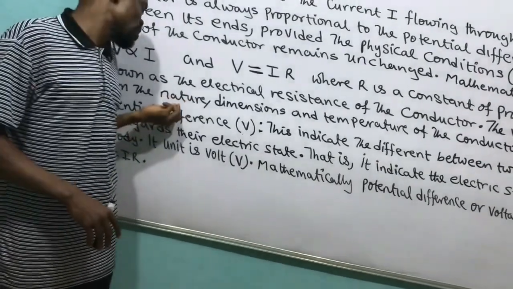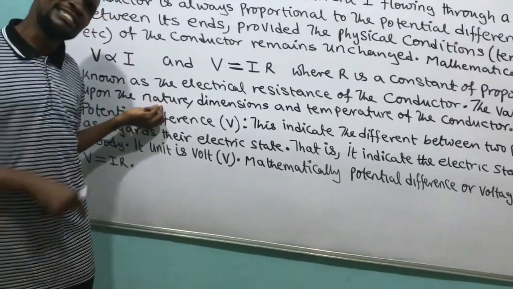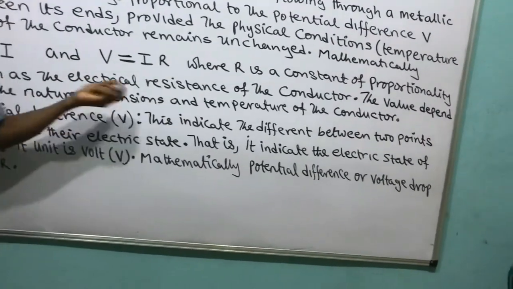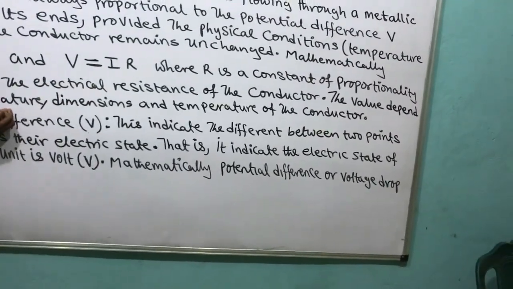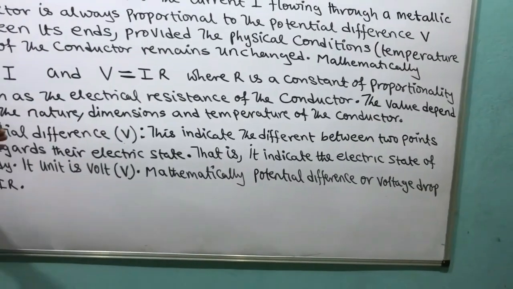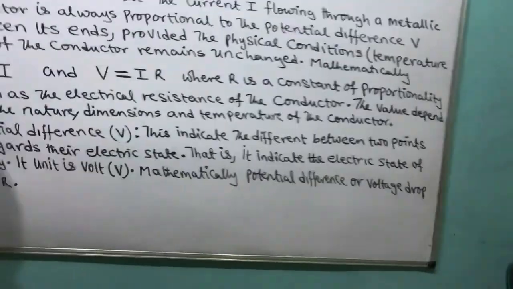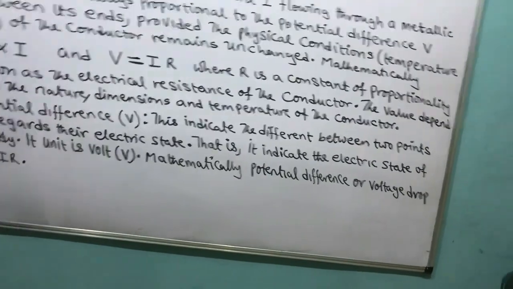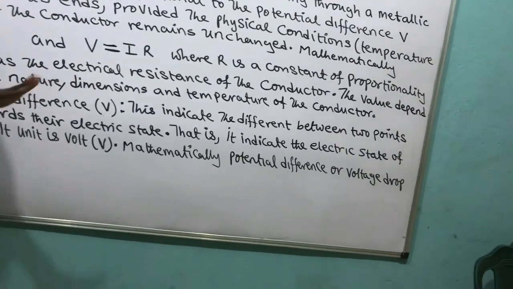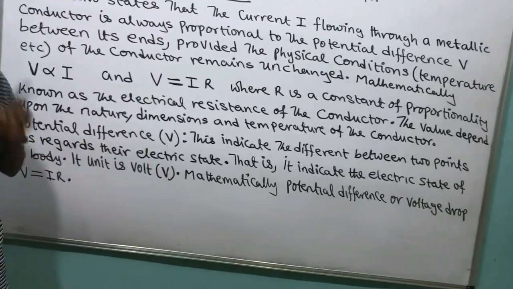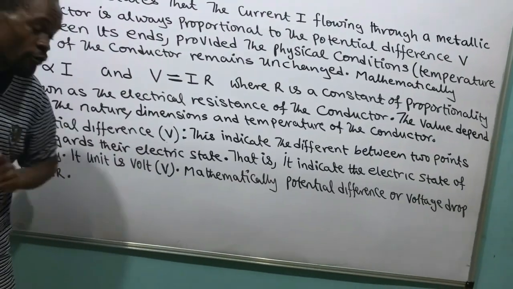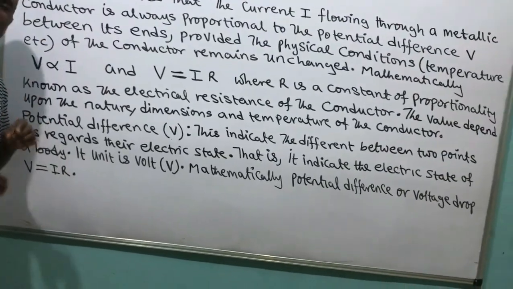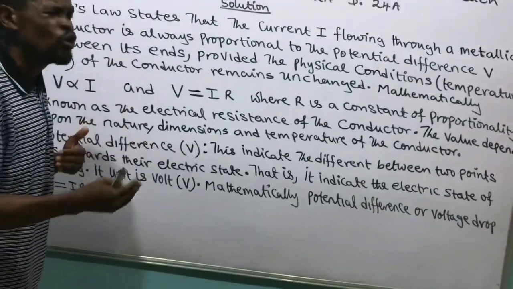Then the dimensions of the conductor. Resistance depends on the nature of the conductor, which I have explained to you: gold is more pure, therefore it offers low resistance to the flow of current. If we use gold as the metal for the conductor, it offers low resistance because it is more pure. Then followed by silver, which also has little resistance.